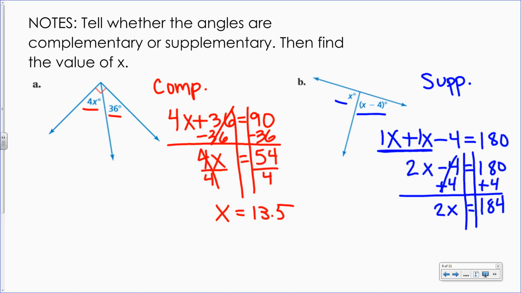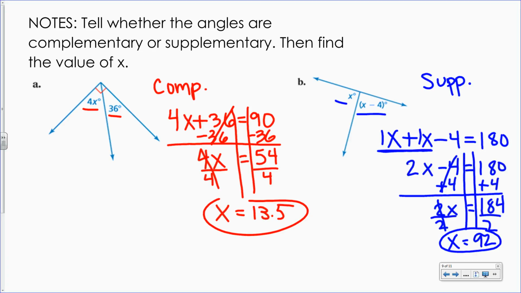In your final step to get x alone, you should divide by 2. So when you take 184, go ahead and divide that by 2. And hopefully you found 92 for your answer to this solution. So knowing if something is complementary or supplementary is very helpful in solving equations, in finding missing values of variables and finding missing degrees.